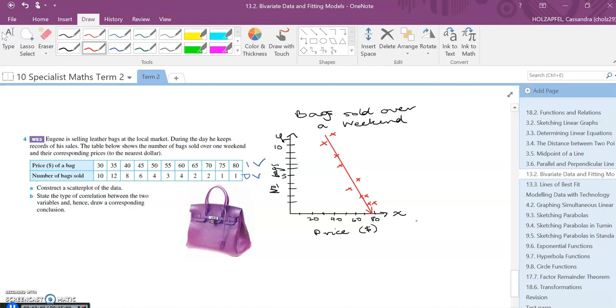I want you to go through that chapter, chapter 13.2, and pick 3 or 4 of those trickier questions, from question 4 onwards. It's not a really super difficult chapter, but we're going to use this information now to find the lines of best fit, and this is where it starts to get a little bit trickier. All right, I'll see you in the next video.